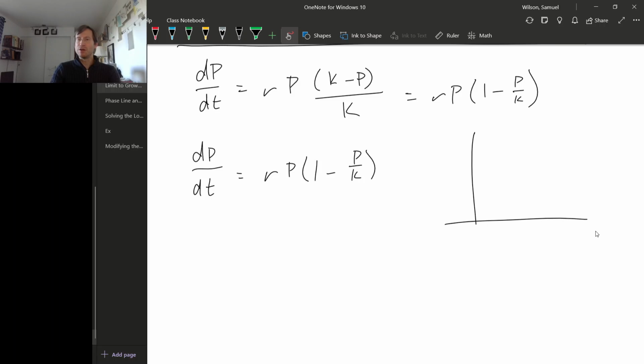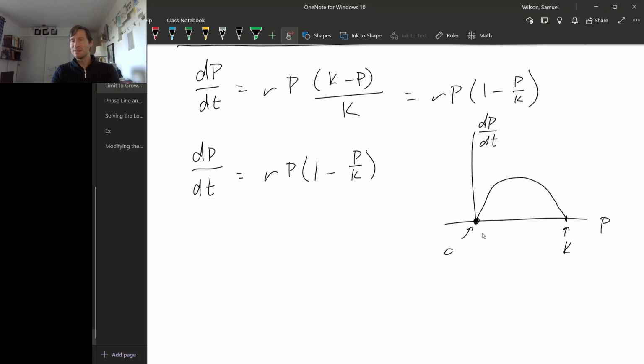So first of all, if we graph p versus dp dt, if we multiply this out, this is a parabola, so it has two zeros. One of them is at p equals 0 right here, and the other one is at k, just like we wanted. If we multiplied this out, we would see the coefficient on the p squared term is negative, and that means that this parabola opens down, so it's like this.